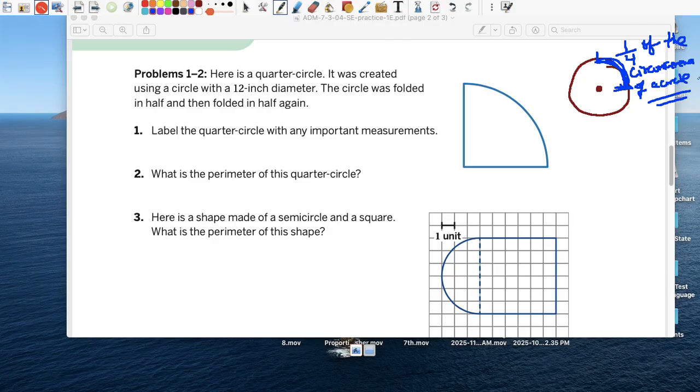Okay, so, and then it has a 12-inch diameter. It was created using a 12-inch diameter. So, you know, it's easier sometimes maybe if you want to create a circle. So let me create the whole circle.